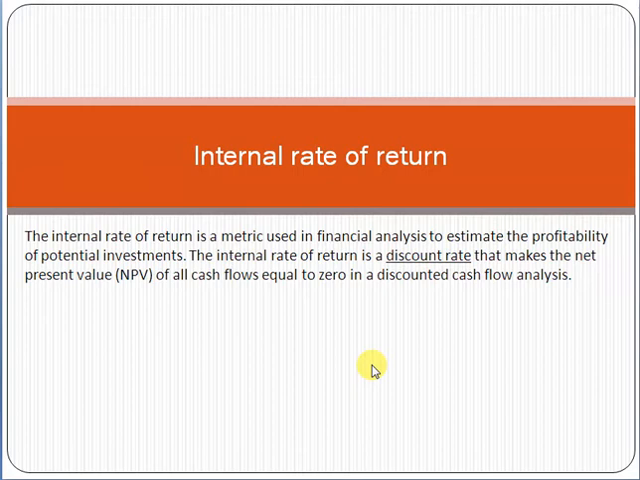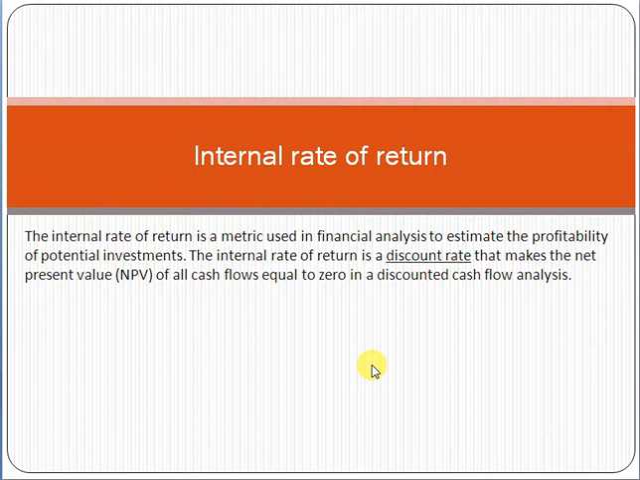Now friend, coming towards our main topic, internal rate of return. Internal rate of return is a project selection methodology we use to select a project. Like you have multiple projects in hand and you can start multiple projects, out of which you have to select the most important project to proceed with. So friend, we use the formula of internal rate of return.